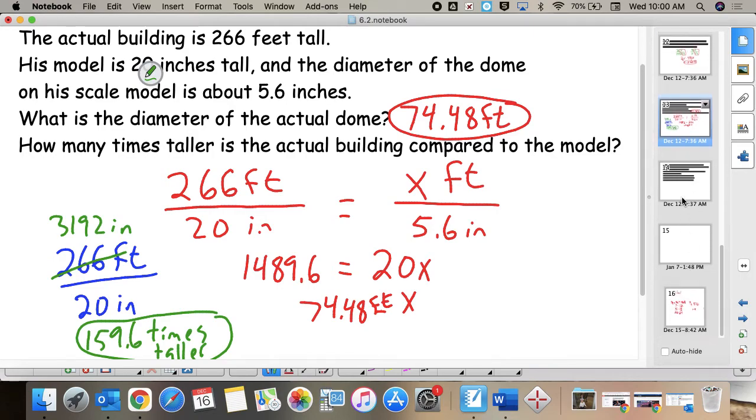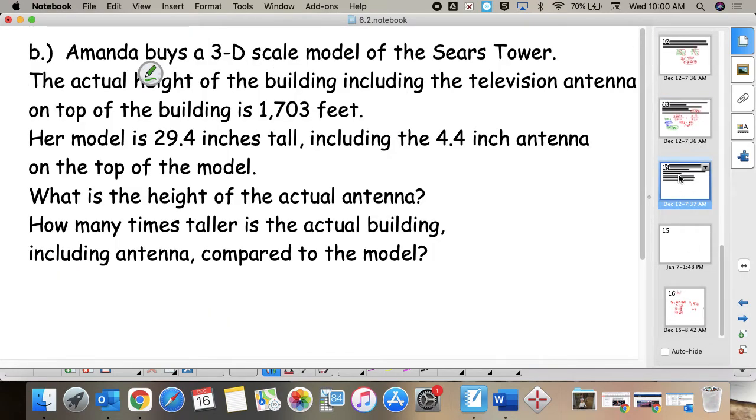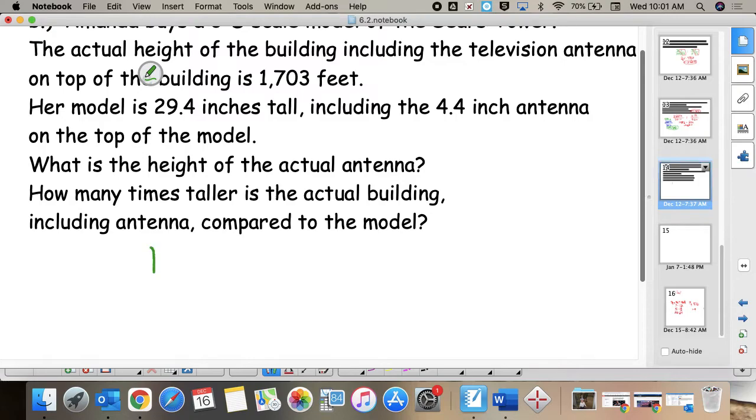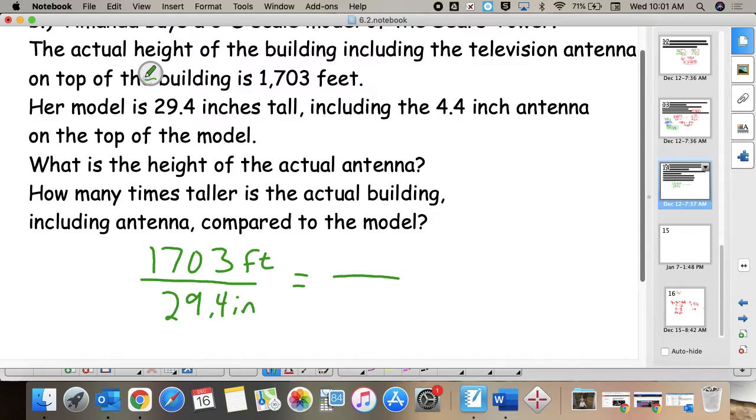All right, last example in our notes then. Taking a look at the Sears Tower, it says imagine a 3D scale model of this Sears Tower. The actual height of the building, including the antenna on top, is 1,703 feet. It says the model is 29.4 inches tall. So we're going to do height to height, including the 4.4 inch antenna. So then we're going to do antenna over antenna. Well, I don't know the height of the antenna of the actual building, but I know in the model it is 4.4 inches.